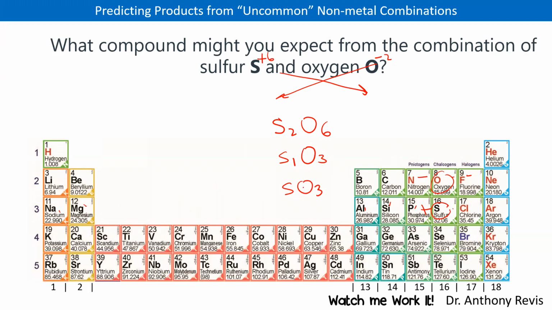So remember, when counting positive charges, start from the left side of the periodic table, skip the transitions, and see where you land. To count negative, start at the right side of the periodic table, start at the noble gases, 0, and count backward to determine the negative charges. So there you have it, predicting products from uncommon non-metal combinations.